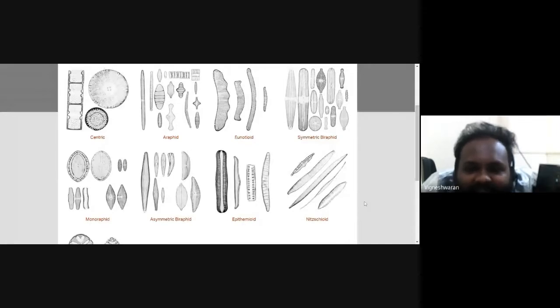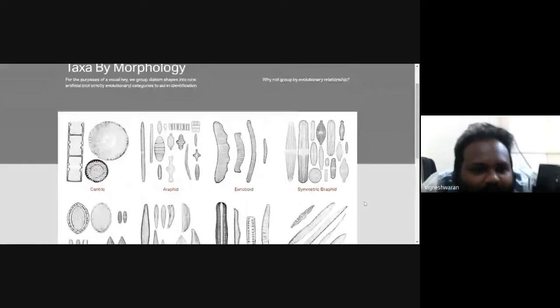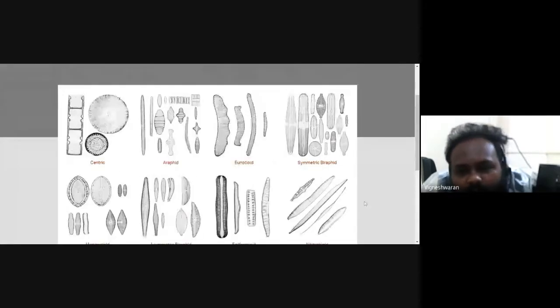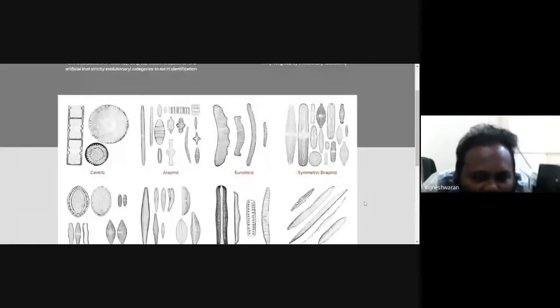So this is the scenario in India. We are just making the baseline data. We are doing it in different aspects, and trying to develop some books which will be useful for upcoming diatomists. So this is the scenario. Okay, so this is done. Now we can move to the microscopy session.